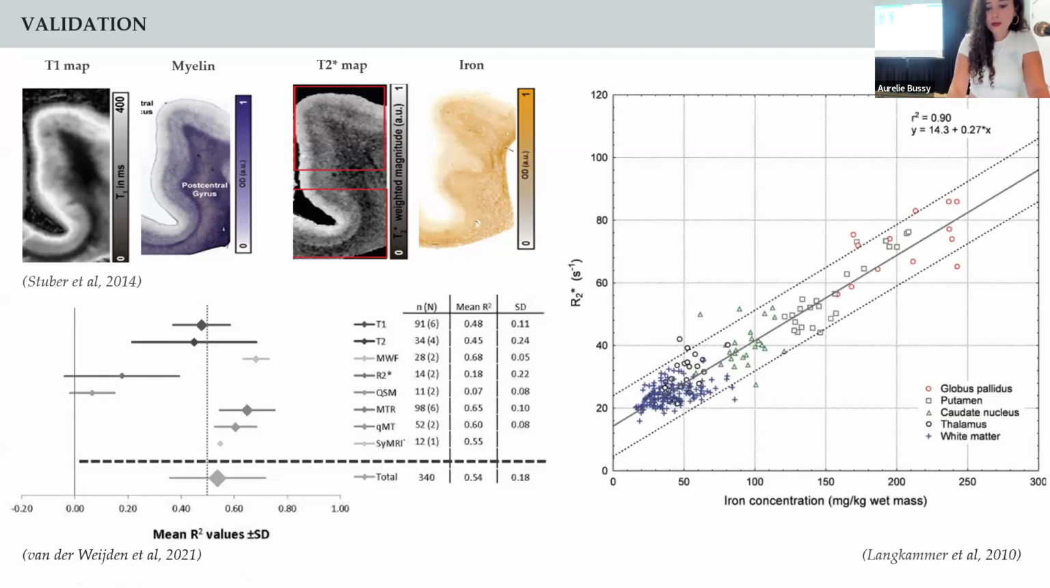Another example for R2 star this time, showing that it is very highly correlated with iron concentration. So here they looked at R2 star in different regions of the brain, different participants, and they also looked at postmortem iron in the tissue. So showing that we can pretty much consider that R2 star is strongly related to iron.